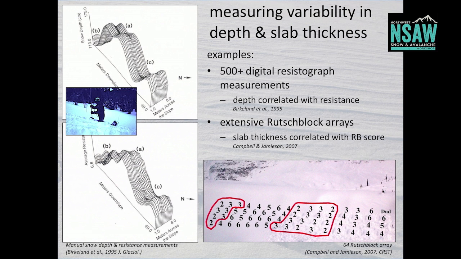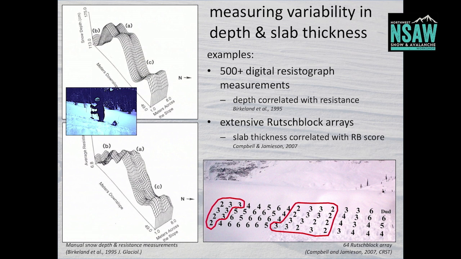Variability in snow depth and new snow depth contributes a lot to our ability to understand snow stability and therefore assess it and make decisions, whether it's in the backcountry or in an operational setting. Some early work was done trying to quantify the presence and effects of spatial variability in snow properties. A couple examples here. Carl Birkeland, for his PhD work, built a digital resistograph, which is basically just a probe that measures the resistance of the snow in profile. He did 500 measurements across a slope and plotted that variability.